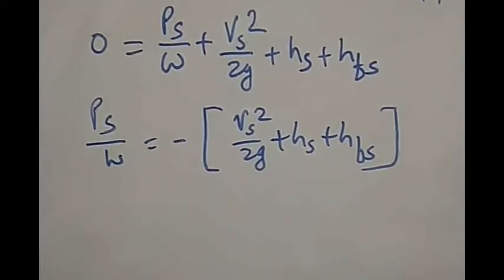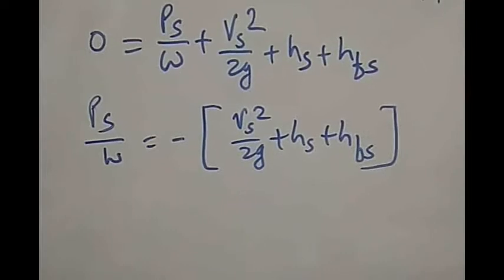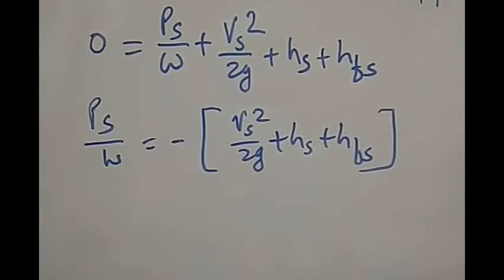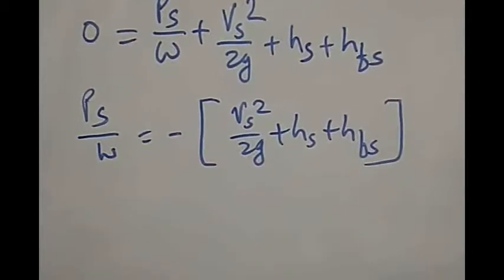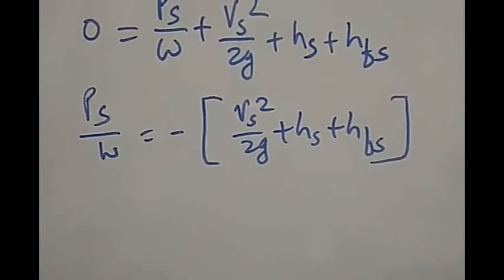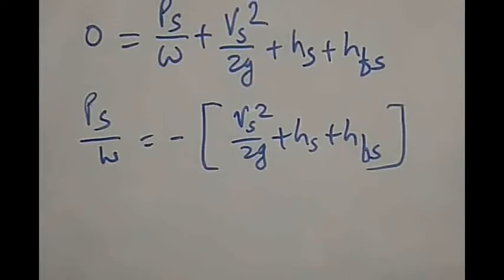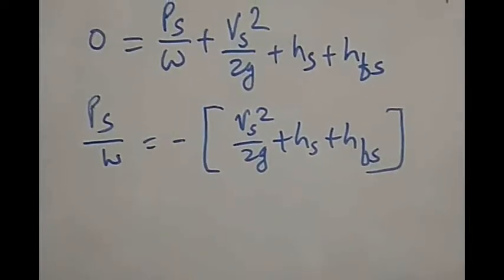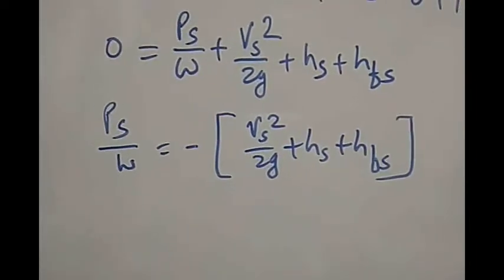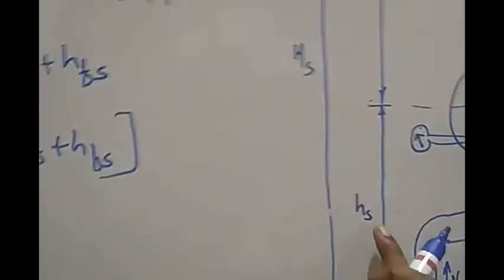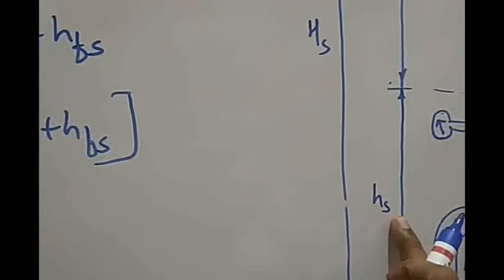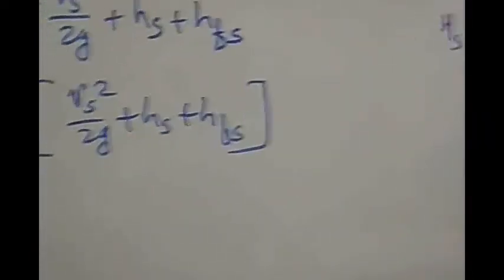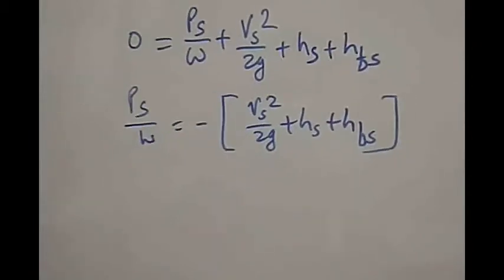Suppose the pump is below the level of the liquid surface in the sump, then Hs will be negative. Hs will be negative. So this is how we can get the suction pressure.